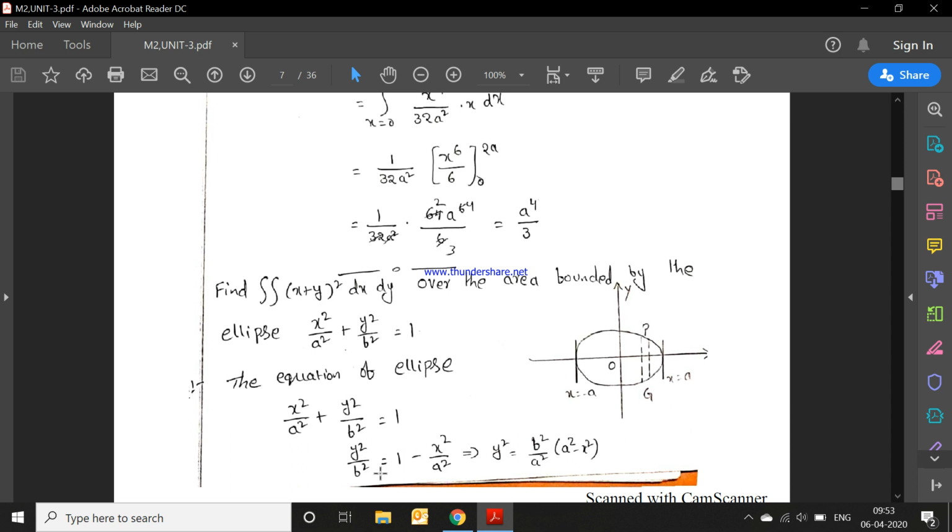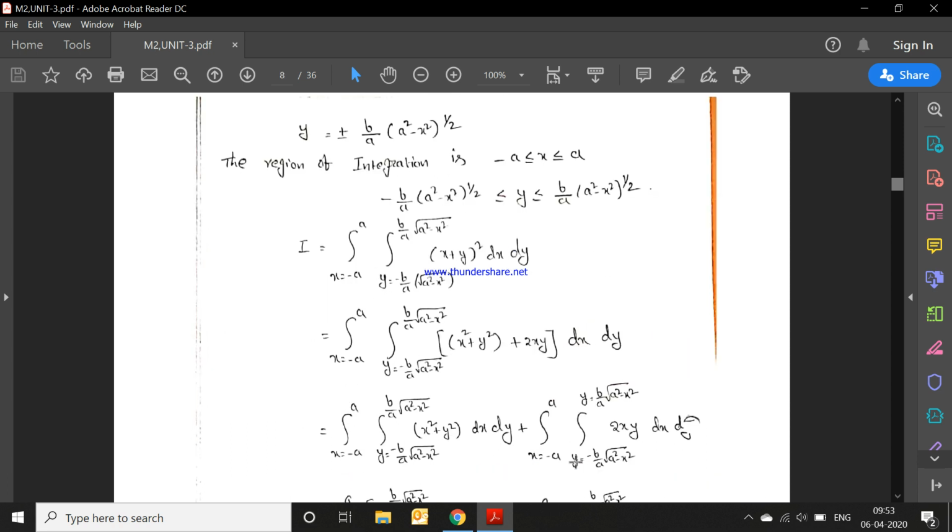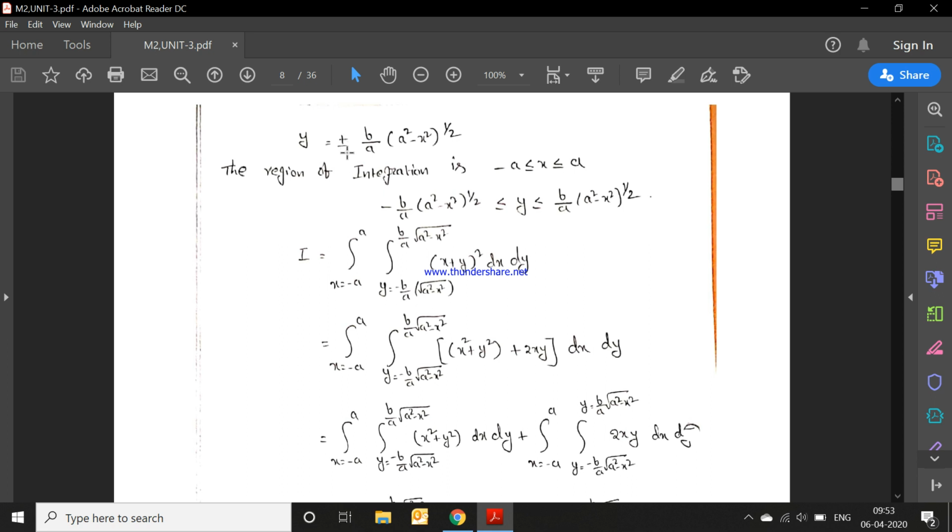So y square by b square is equal to 1 minus x square by a square. So y square is equal to b square by a square into a square minus x square. Here we are taking the LCM. We get a square minus x square, b square by a square outside. And y is equal to plus or minus, applying the root on both sides, we get y is equal to plus or minus b by a under root of a square minus x square, or a square minus x square whole to the power of 1 by 2.